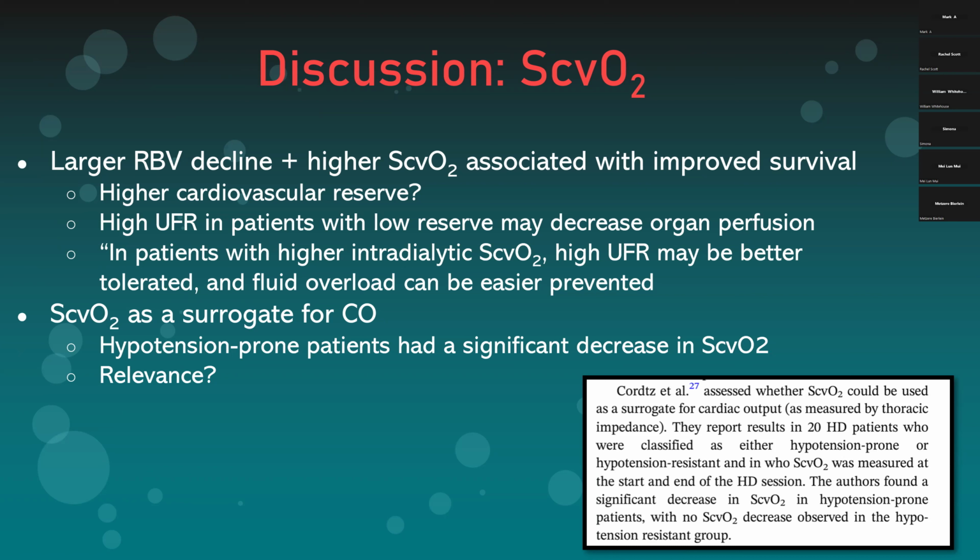They did add in this paragraph here that I've just included at the bottom. This is one of the paragraphs in the discussion. They start talking about whether central venous oxygen saturation can be used as a surrogate for cardiac output. And they mention this study that was looking at basically measuring thoracic impedance. And they found that hypotension-prone patients had a more significant decline in central venous oxygen saturation throughout their treatment.